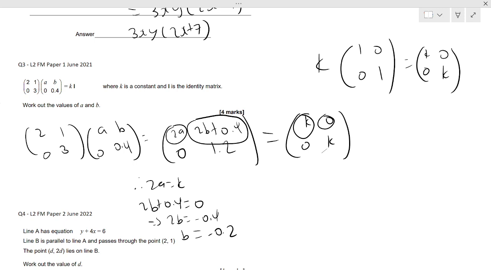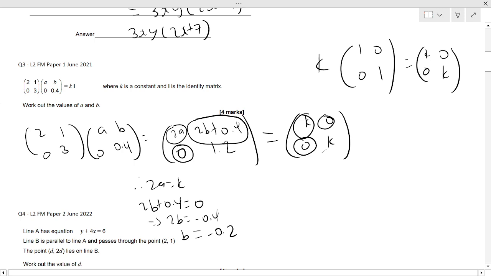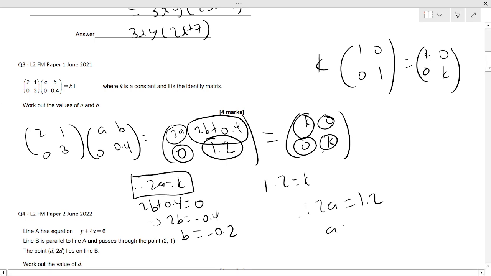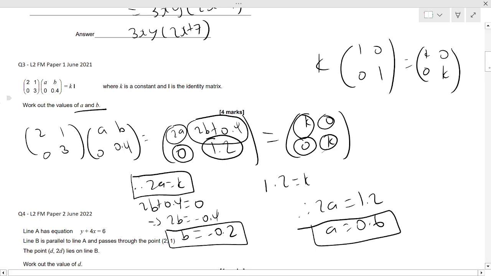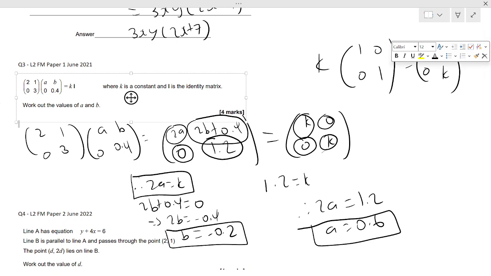Now if we compare the third entry, well, 0 is equal to 0, that's not helpful. But then what about the last one here? 1.2 equals k. And so therefore 1.2 has to equal k. Cool. So now I've found k and B, now I can use this to find A. So therefore 2A is equal to 1.2, so A is going to be 0.6. And that is our answer. We needed to find A and B. There we are.